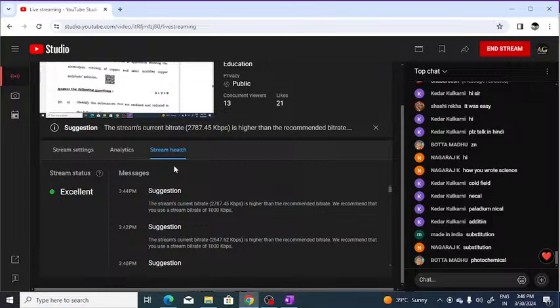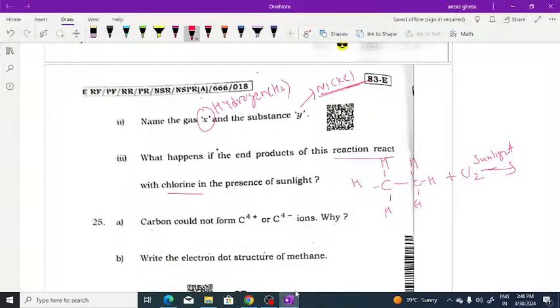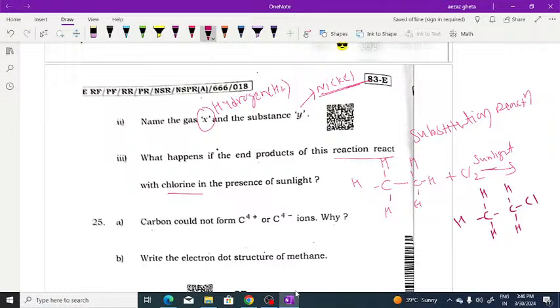Substitution reaction, Nagraj K, that's great. Photochemical will not come, Madhu. Not correct, Madhu. It is a substitution reaction. Which reaction, boys and girls? Substitution reaction. And what will form here? One of the Cl will be removed, and this will come, plus HCl will come. You got it, boys and girls? This is a substitution reaction. Which reaction takes place? Substitution reaction. Understood?